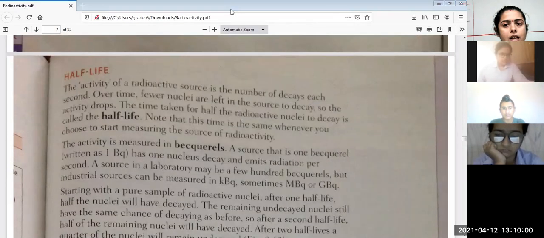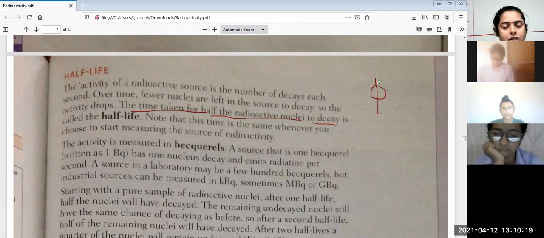Okay, so what is the exact definition for this half-life? The time taken for half of the radioactive nuclide to decay. Half of the nuclide to decay.